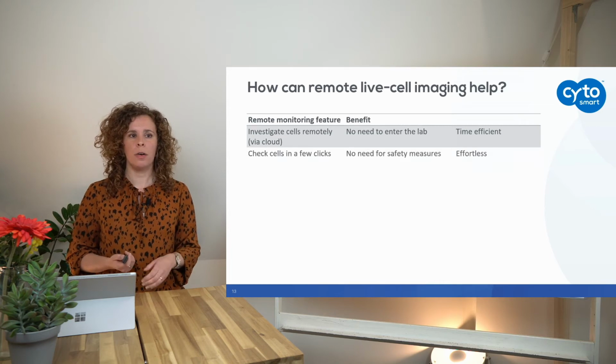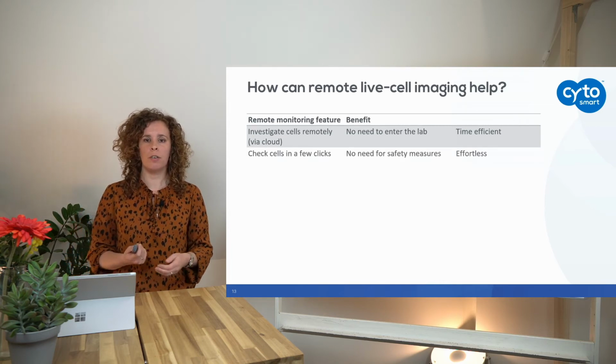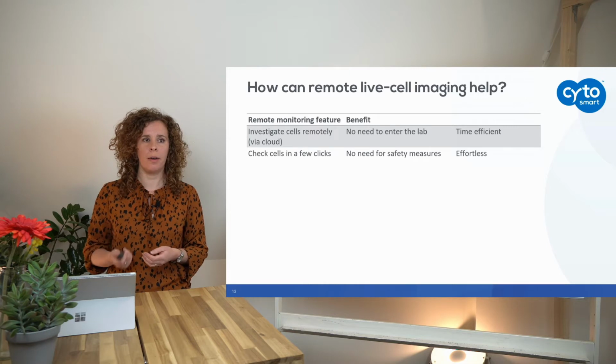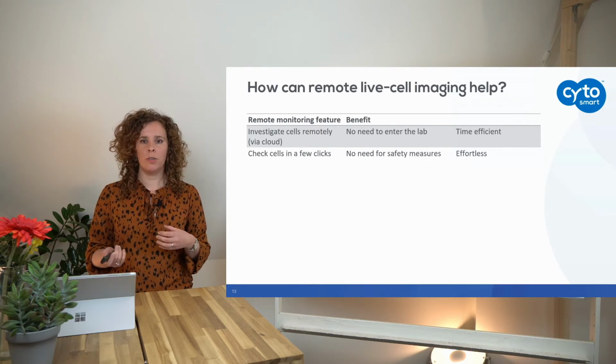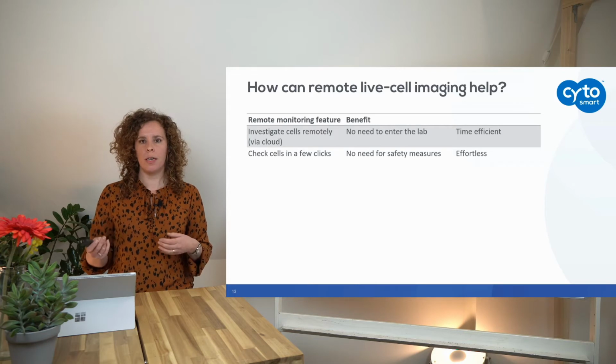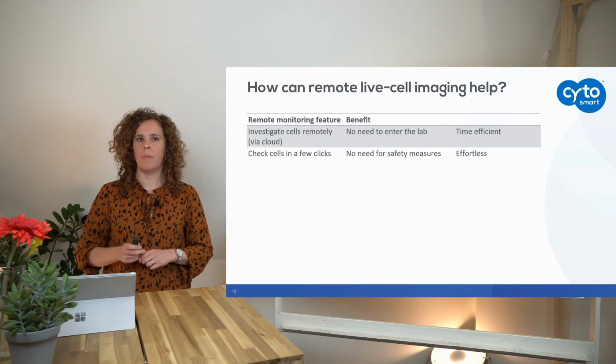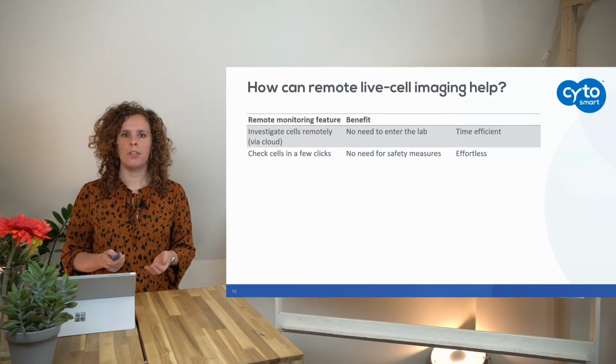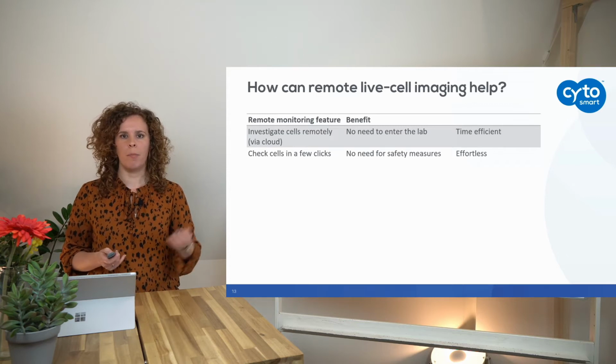Next to this, people can check their cells within just a few clicks online. And because of this, you don't need to do all the safety measures that you would normally take when you are working in the lab. This makes it a lot less effort than actually visiting the lab and checking your cells.